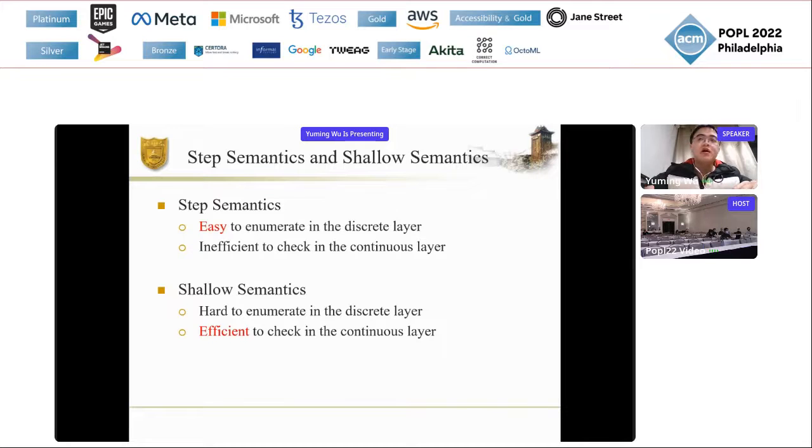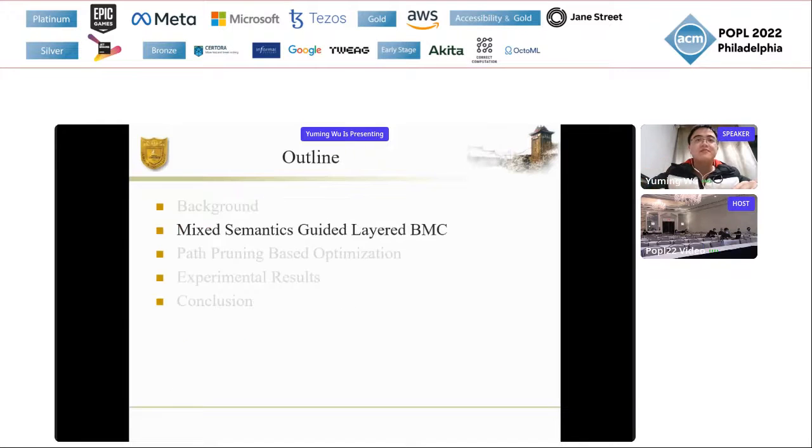Comparing the two, it is easier to find the path through step semantics, while it is more efficient to check the path through shallow semantics. So our goal is to combine the best of both semantics.